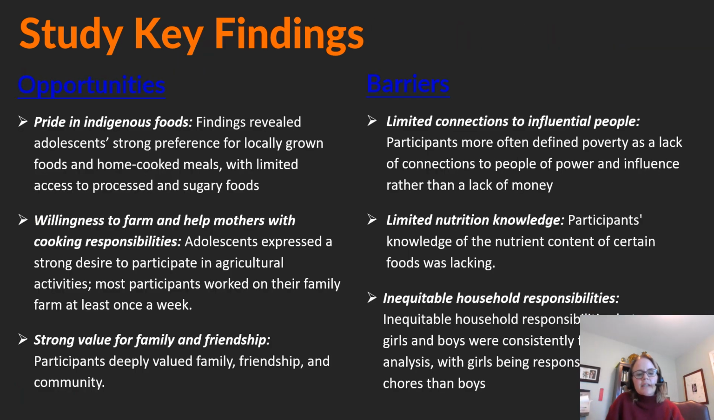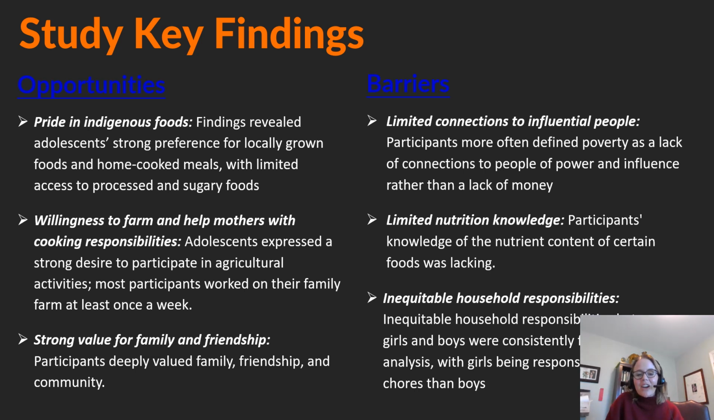After we conducted the workshops and the key informant interviews, we took the transcripts and coded them and looked for emerging themes around opportunities and barriers. I'm going to discuss just very quickly some of these emerging themes. First, under opportunities, the findings revealed that adolescents had a strong preference for locally grown food, including rodents. They expressed a strong desire to participate in agricultural activities, and most girls worked on their farm at least once a week, and they deeply valued family, friendship, and community.